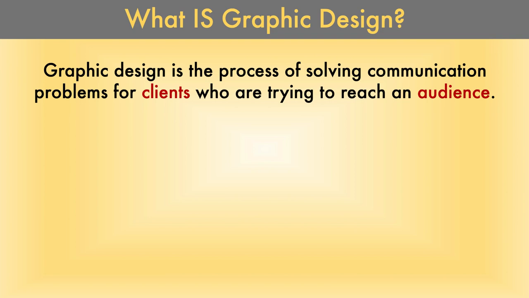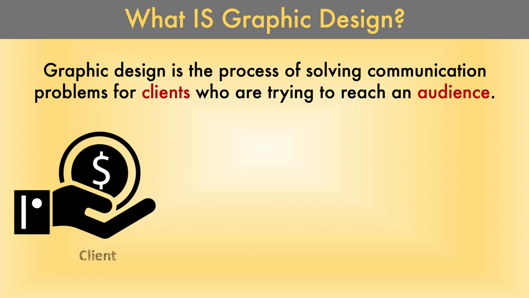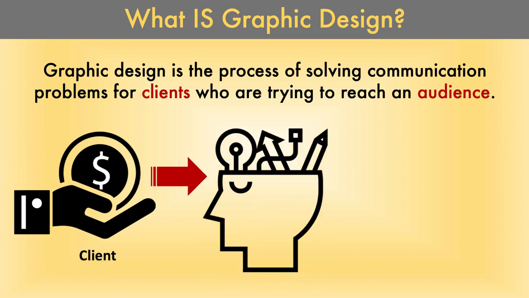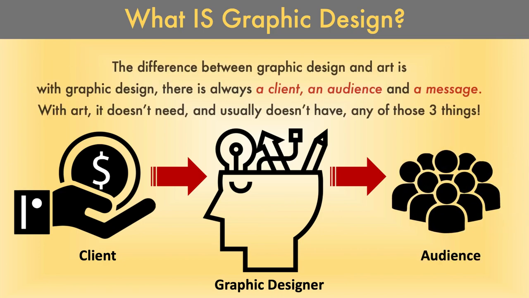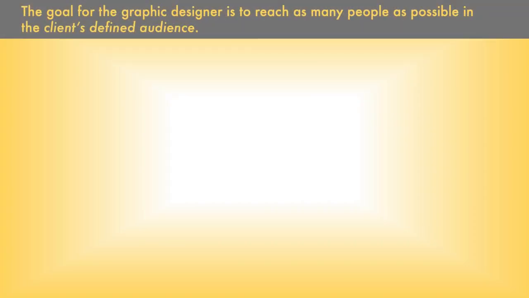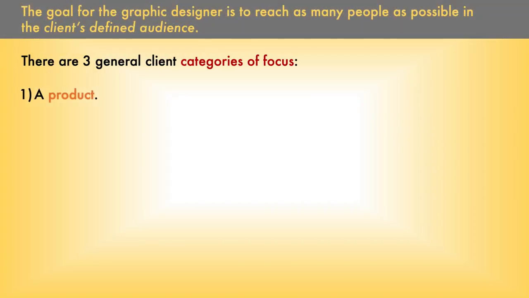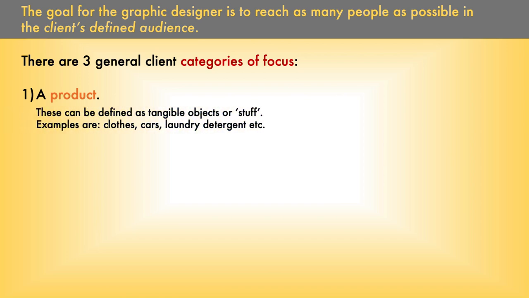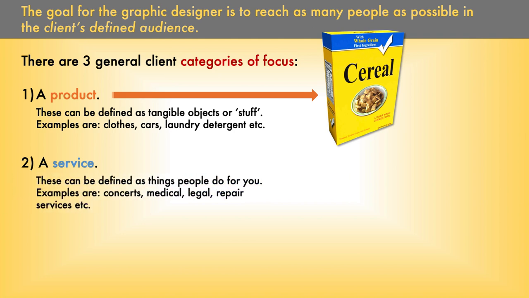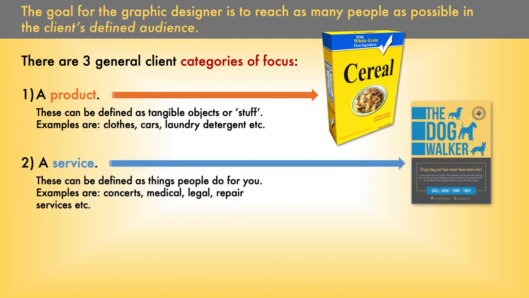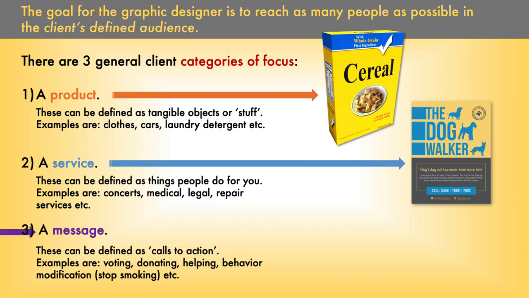So graphic design is basically solving communication problems for clients who are trying to reach audiences. So you have someone with a product, service, or message, they're trying to reach an audience, and there's us in the middle trying to think of a great way to do that for them. The difference between graphic design and pure art is that for a graphic designer, we need a client and an audience. Now the three general client categories that we focus on are products or things, services or things that people do for us, and of course messages.